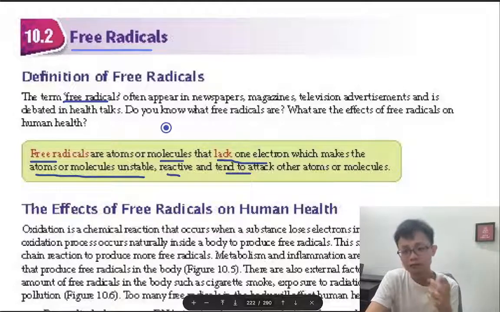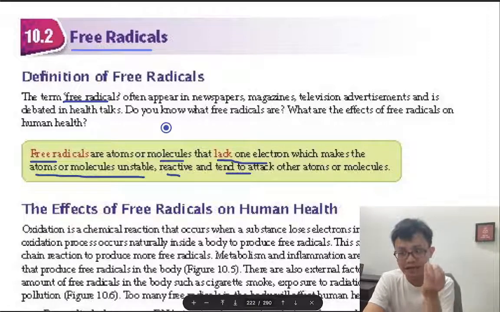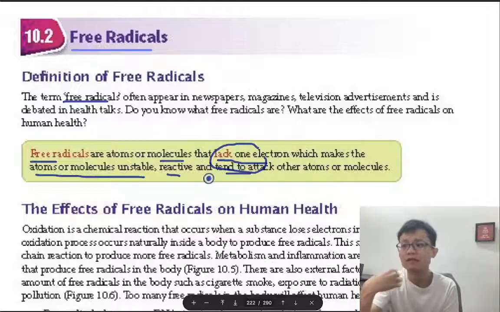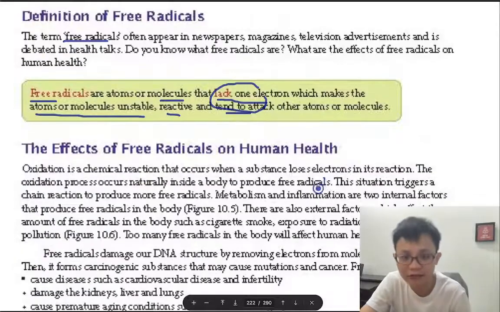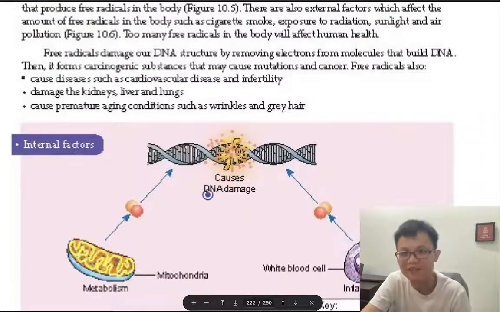So some food, like fried food or overcooked food, maybe satay, fried chicken, they have a lack of one electron. So after you eat it, it will take one electron from the body. But where does it take it from? It takes it from your DNA. So that is the problem.